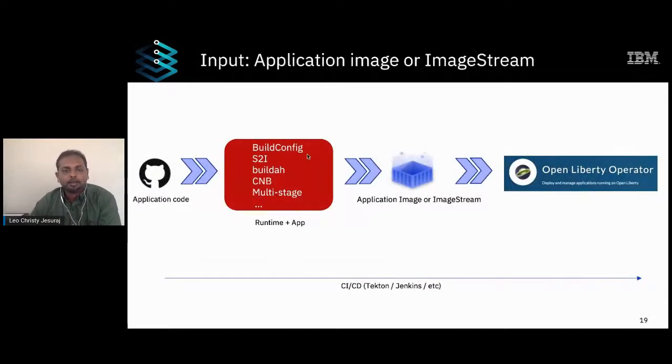All right. So where does the operator come into play? You would have your application code, and then you would need to build it. You can follow different ways to build it. You can use a multi-stage approach, or you can use build config or source to image. So it doesn't matter how you build your application image. You may have a pipeline set up to do that and make that application image available to the cluster. And as soon as your image is available, then the Open Liberty operator, for example, here, can be used to deploy this image into the cluster.